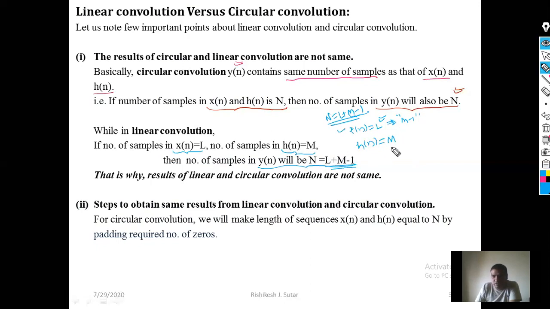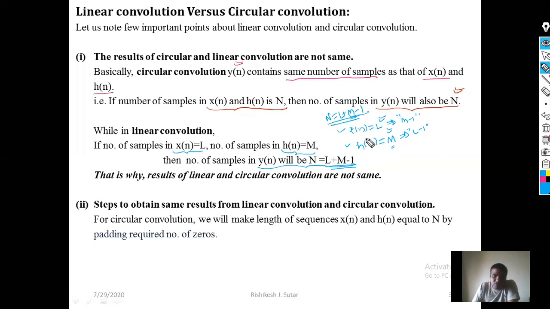We'll go for h of n. It has already M number of samples. And if I want to make this h of n equal to capital N samples, so I have M already, so what remains is N minus M, which is L minus 1. So I have to add here L minus 1 zeros.